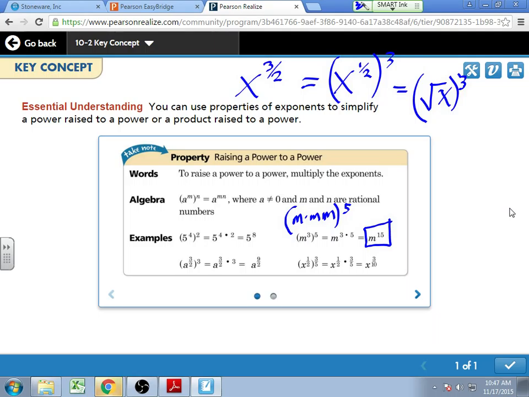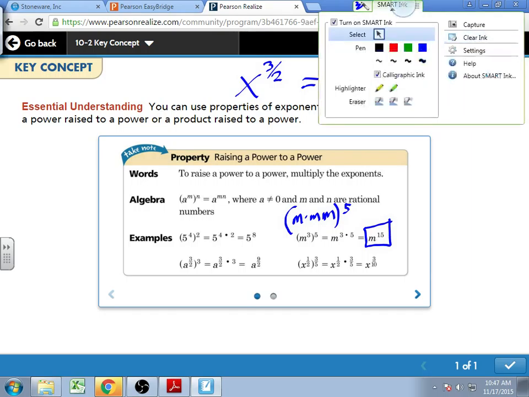Same sort of thing with the rational examples like I just showed you, except we get even harder. We say, what about radical x, or x to the 1 half, to another rational power, like to the 3/5? We can combine those and end up getting x to the 3/10, and then go from there. Questions?